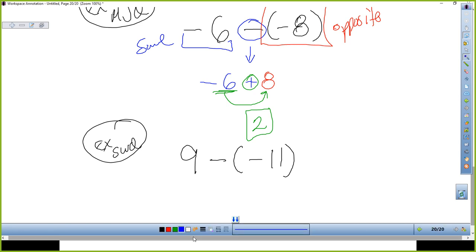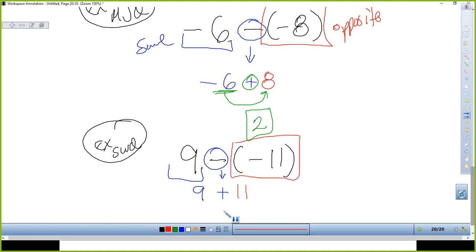Alright, let's see. Do we have addition? No. That means I'm going to change this to addition. What does that mean, Mr. Q? That the first one stays the same, and the second one, we do the opposite. What is the opposite of negative 11? 11. So now, do we have addition again? Yes. Are they opposite signs? No. We combine these, so the answer is 20. Hands, have you got that? Alright. How we doing? Good?